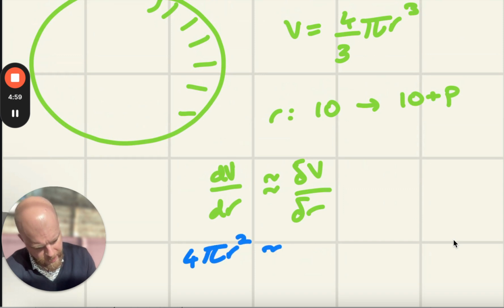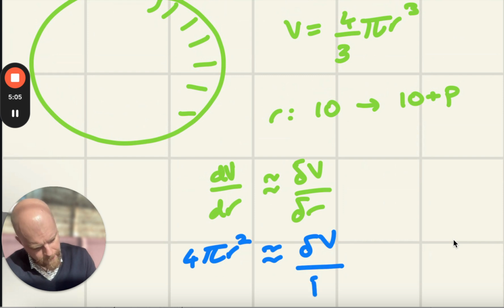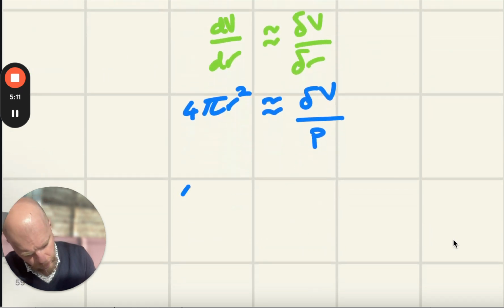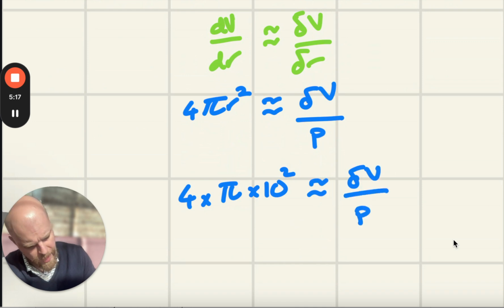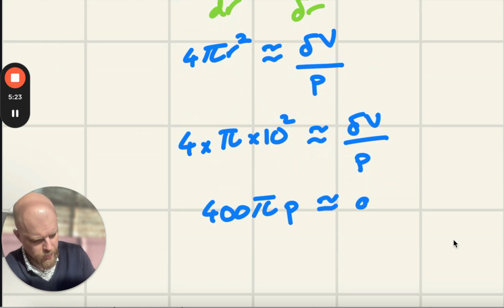And that's approximately equal to delta v, which is what we want to find, over delta r, which goes from 10 to 10 plus p, which is just p. I know r is 10 initially, so I just substitute that in. So I do 4 times pi times 10 squared is approximately equal to delta v over p, and therefore 400 pi times p is approximately equal to delta v.